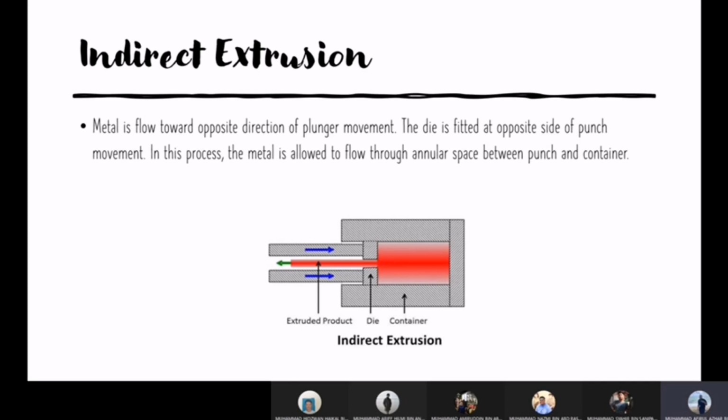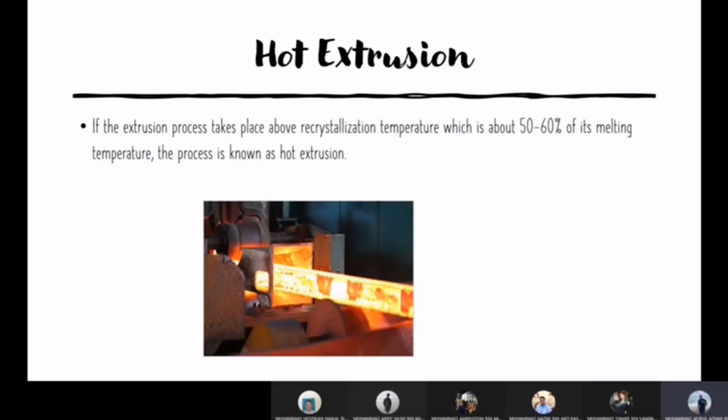Next is indirect extrusion. In this process, metal is flowed toward opposite direction of plunger movement. The die is fitted at opposite side of punch movement. In this process, the metal is allowed to flow through annular space between punch and a container. As in the picture also, the extruded product flow in the opposite direction of plunger and also follow the shape of the die. Okay, next I will pass to Arif Hilmi.